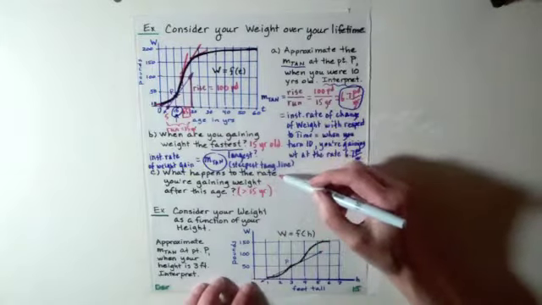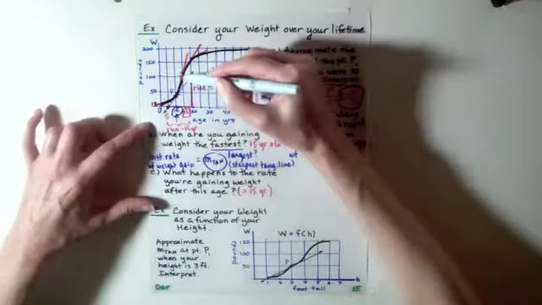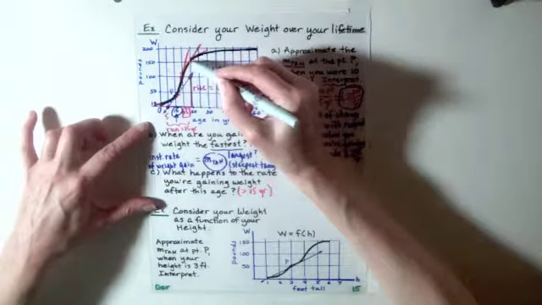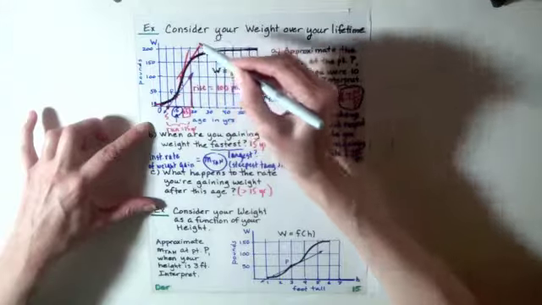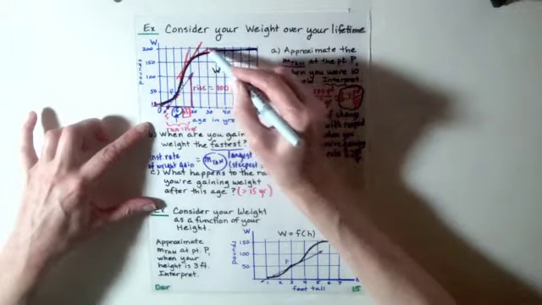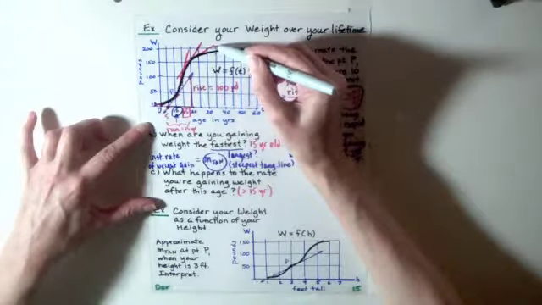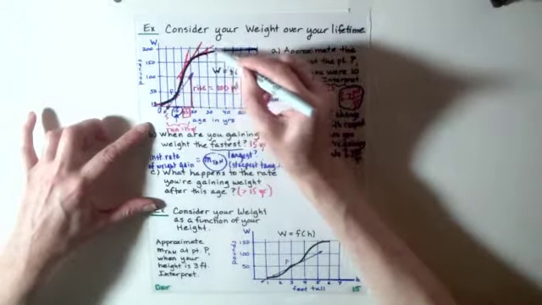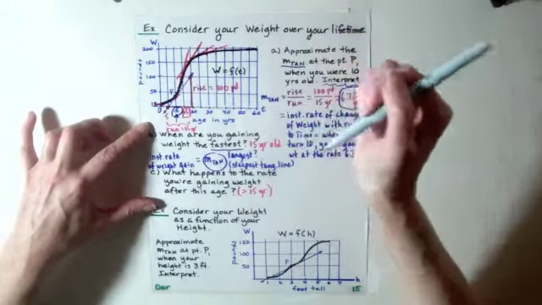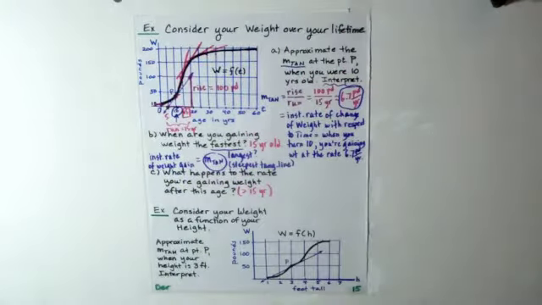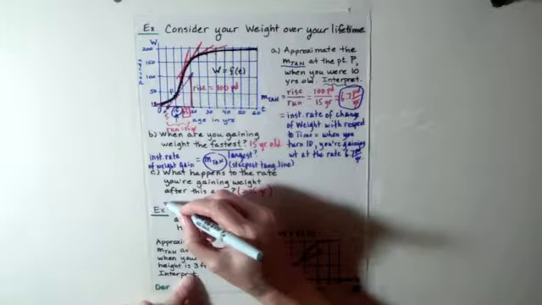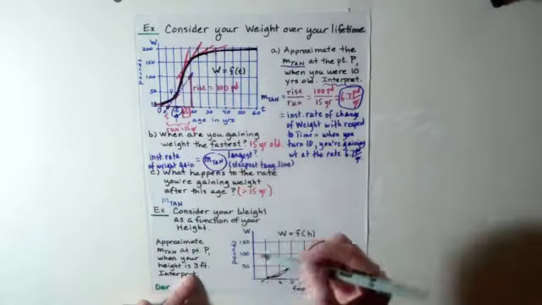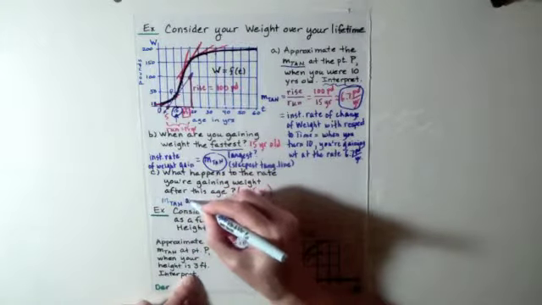Okay, so what happens to the rate you're gaining weight after this age? Well, we said at 15 years old is the very steepest tangent line. What happens to the tangent lines after that? They look less steep. They still have a positive slope, so your weight is still going up as your age increases. But it looks like the rate that your weight is going up is getting smaller. So one way of answering this question would be to say that after 15, the slopes of the tangent lines are positive but getting smaller.